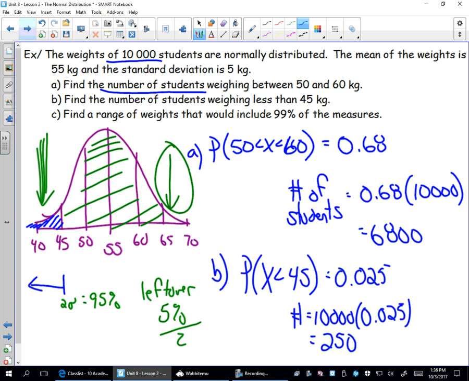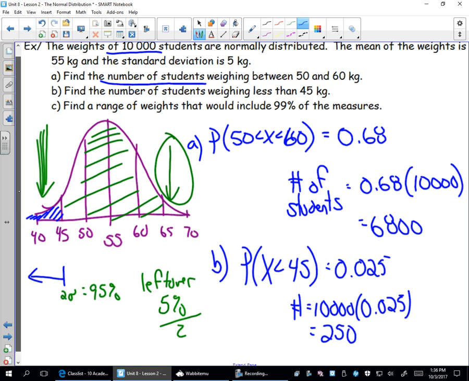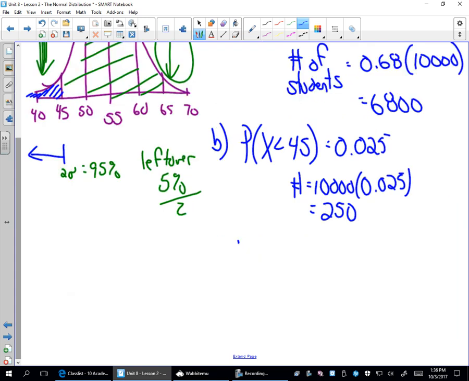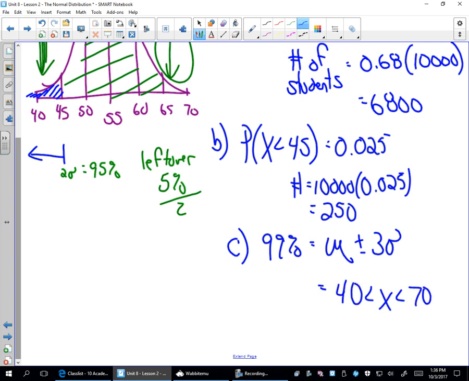Okay, part C. Find a range of weights that will include 99% of the measures. In other words, what includes 99% of these students? Well, we know that 99% is a magic number. It's the mean plus or minus 3 standard deviations. In other words, the range that includes them goes from a low of 40 up to a high of 70. It'd be really strange to get somebody who weighs outside that range, because that includes 99% of the students. There's only 1% left over who isn't in that range.